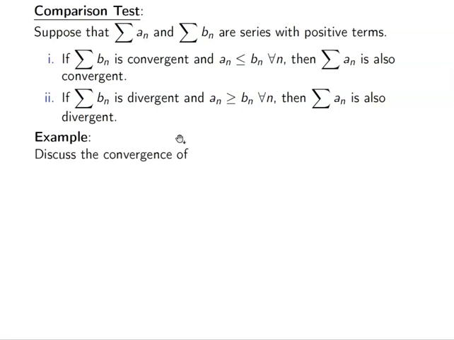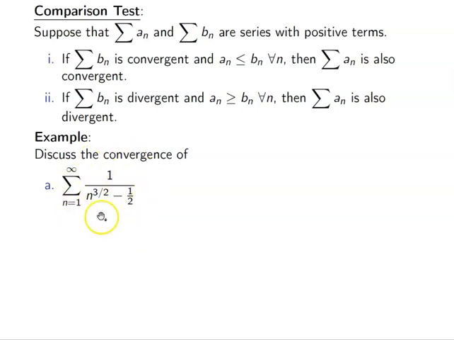So let's look at some examples. We want to discuss the convergence of the following series. For the first series, we have 1 over n to the 3 halves minus 1 half. Now it looks very, very similar to a p-series, right? I would like to compare this to 1 over n to the 3 halves. I know 1 over n to the 3 halves, without this negative 1 half attached to it, is a convergent p-series with a p-value larger than 1.